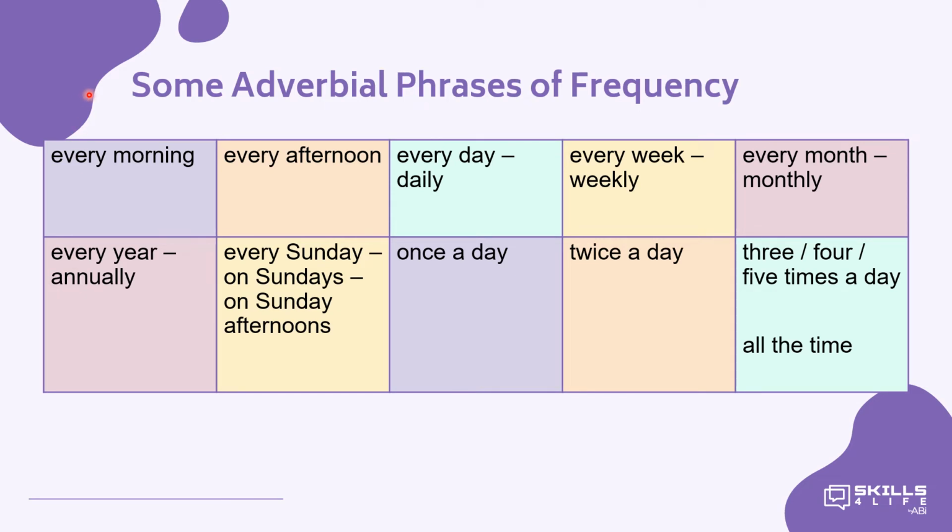Here we have some adverbial phrases of frequency. Every morning, every afternoon, every day, daily, every week, weekly, every month, monthly, every year, annually, every Sunday, on Sundays, on Sunday afternoons, once a day, twice a day, 3, 4, 5 times a day, all the time.